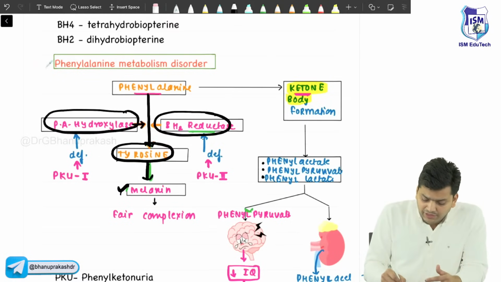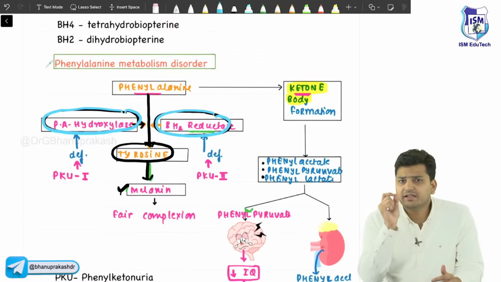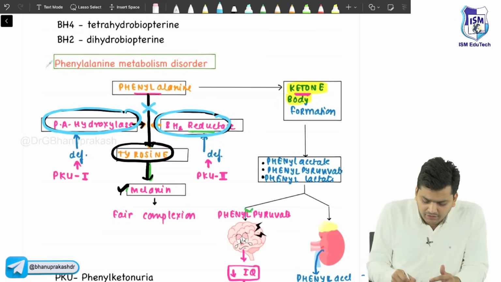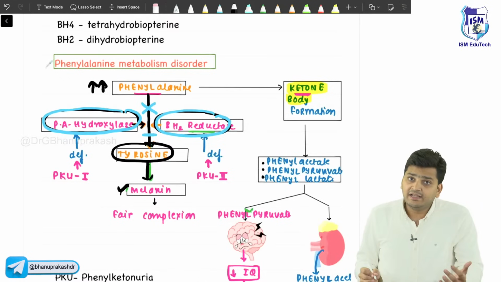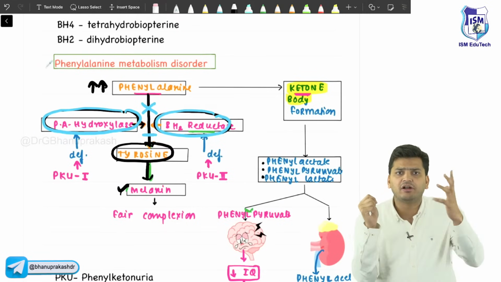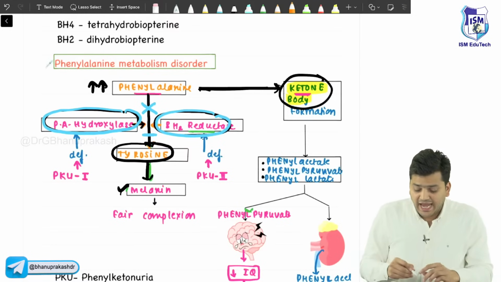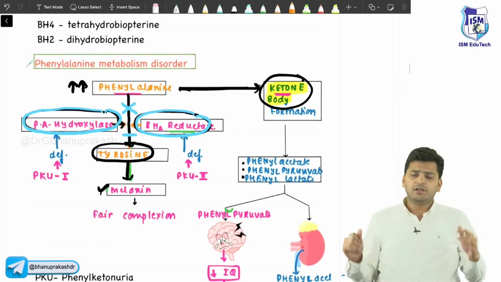Now, if there is a child who does not have either of these enzymes, phenylalanine hydroxylase or BH2 reductase, if there is a deficiency of any of the enzymes, the reaction will not happen. If the reaction does not happen, what is going to increase? Phenylalanine will build up in the body, and the increased amount of phenylalanine will trigger an alternate pathway. It will convert into its ketone version, and these ketone bodies will come in the urine.